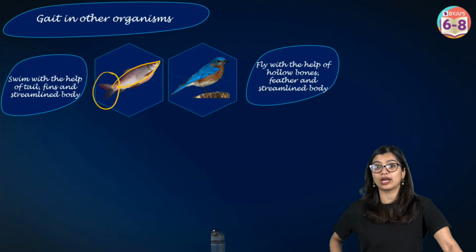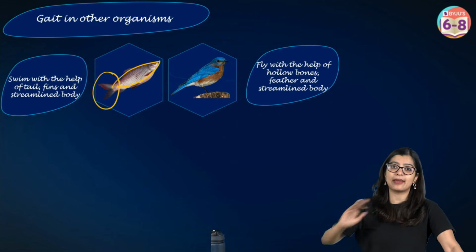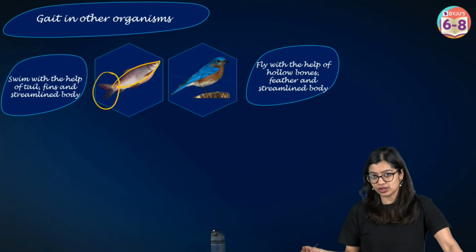Now on the other hand, if you look at birds, birds have the ability to fly. They're not even on land. So most birds have the ability to fly. And what are the structures that help them?